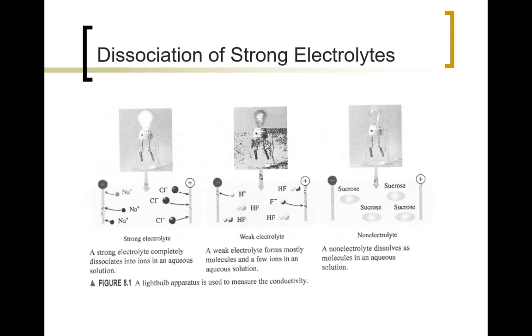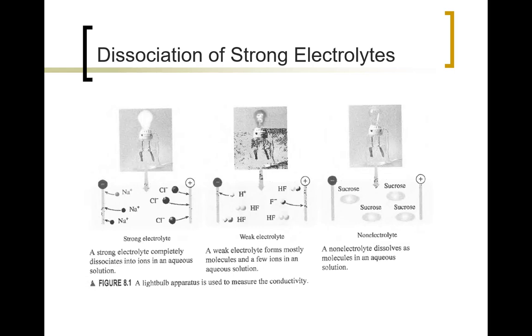Sodium and chloride completely dissociate into ions in solution, and when we hook this up to our light bulb apparatus, electricity is able to flow between the two electrodes here, and our separate ions are trying to illustrate that it could act like a bridge. The picture doesn't really show the bridging part, but just understand that if you see a lot of ions, that means it should conduct electricity well.